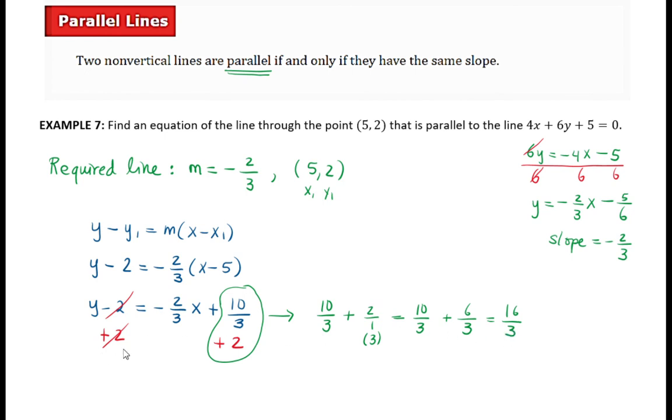So if you write the final answer, y equals -2/3x. See, they have the same slope as the given line, and then plus 16/3. So if you plug in 5 here, you're going to get 2. So this is the correct line. And I hope this example is clear. So this is the one for the parallel lines.